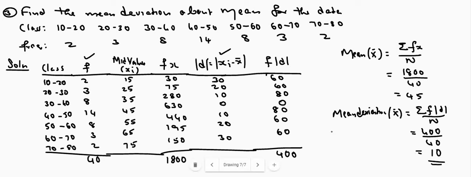Clear? These are 3 types of problems of mean deviation. Mean deviation about mean for raw data, that is for ungrouped data, and we studied the second problem, mean deviation about mean for discrete series, that is for grouped data, and this one is for continuous series.